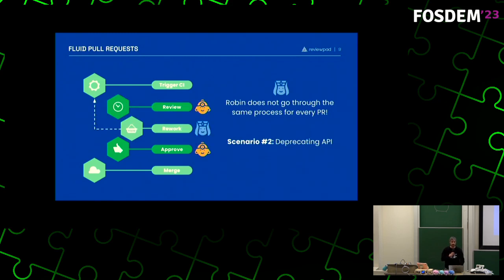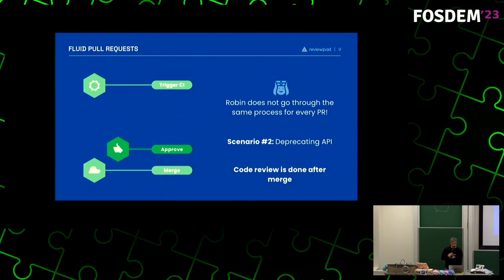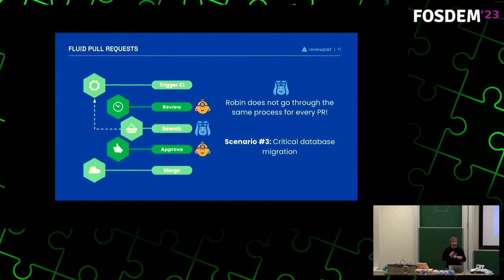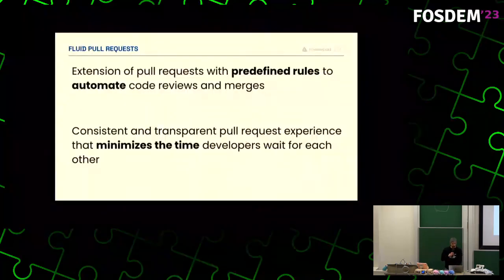Another scenario is where Robin just goes and deprecates an API with some documentation or some warnings. Let's imagine it can go to main, and then we can do a review afterwards. And then when it comes to critical changes, we want to stop the process and say, okay, this is critical, we need to have a very good review here. And maybe instead of just asking one person, we can ask two people to give their own approval.